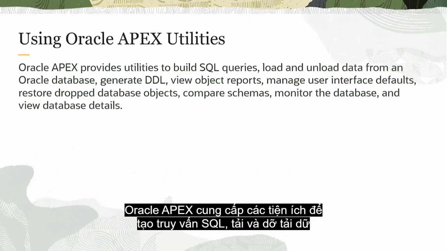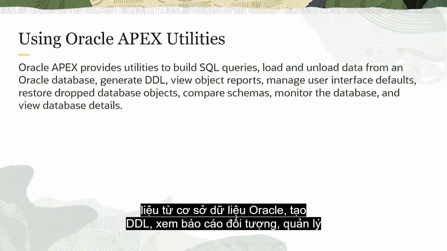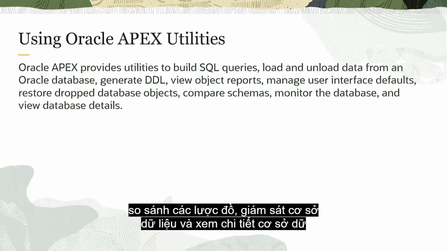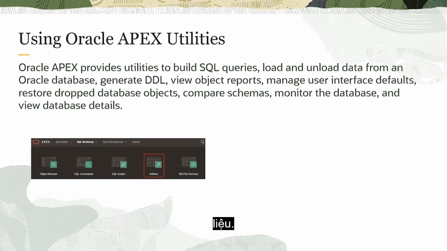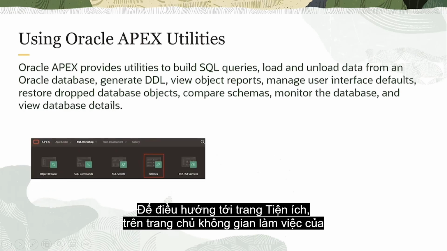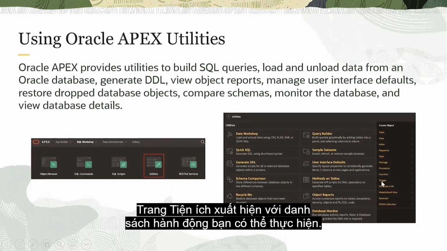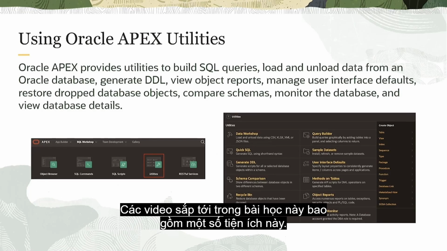Oracle Apex provides utilities to build SQL queries, load and unload data from an Oracle database, generate DDL, view object reports, manage user interface defaults, restore drop database objects, compare schemas, monitor the database, and view database details. To navigate to the Utilities page, on your workspace homepage, click the SQL Workshop and then click Utilities. The Utilities page appears with the list of actions that you can perform. The upcoming videos in this lesson cover some of these utilities.